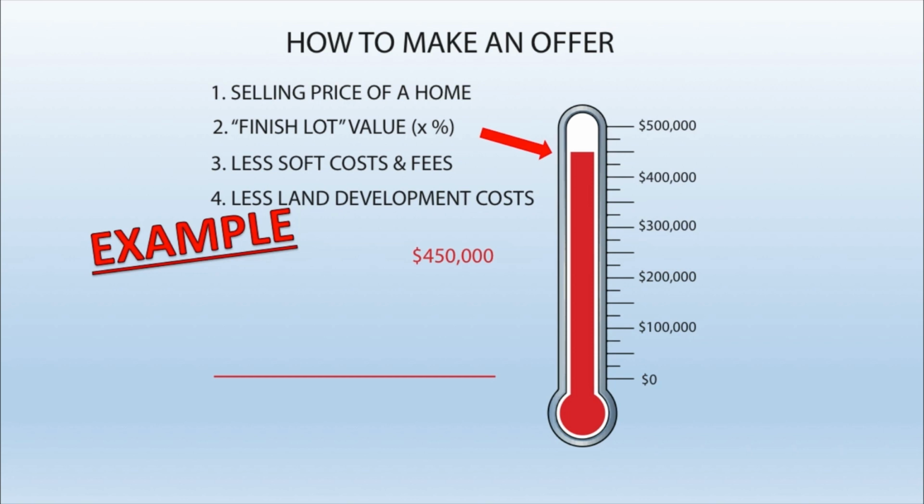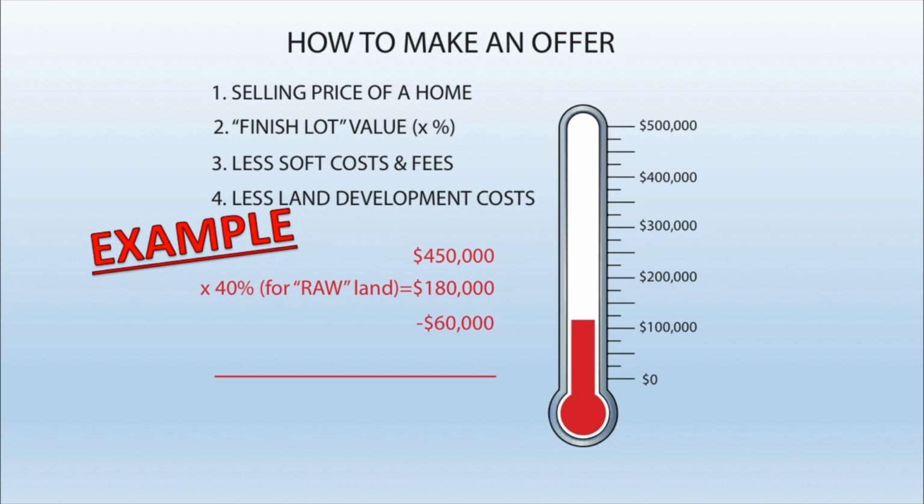Okay, so let's do a real example with actual numbers. Let's say the selling price of homes in the area you want to build is about $450,000 each. Number 2, we multiply that number by 40% for raw land, and again, let's just say that's what the current market is bearing, and we get $180,000. That's your finished lot value, $180,000. But again, that's not it. Number 3, we estimate, let's say, $60,000 per lot for soft costs and fees. And then number 4, your hard costs, let's say we estimate $75,000. So we do the math, and we're looking at a purchase price of $45,000 per lot.